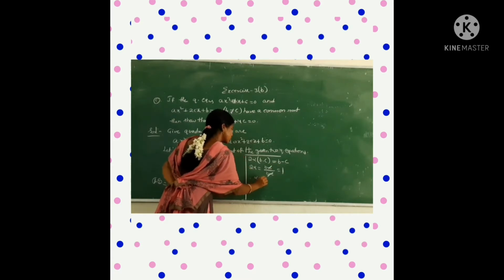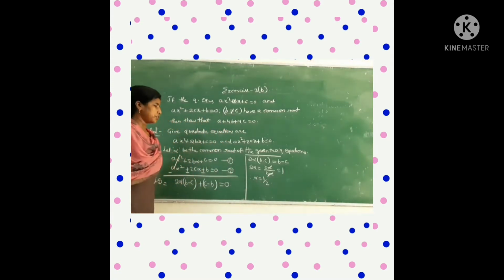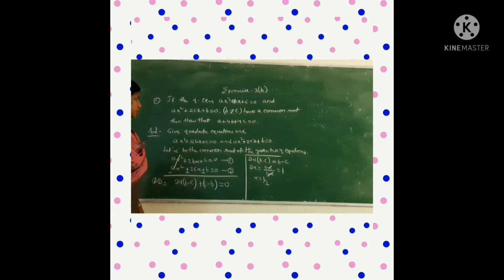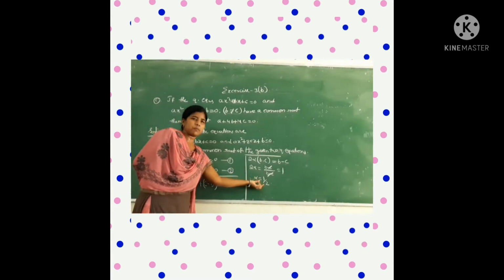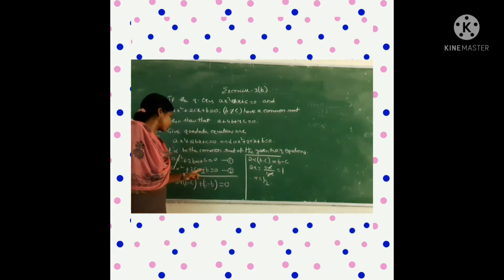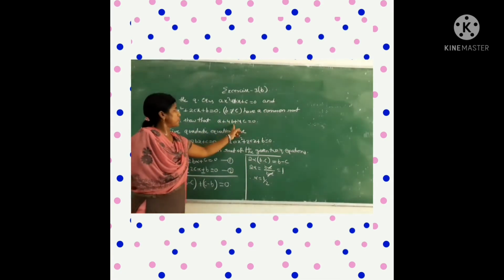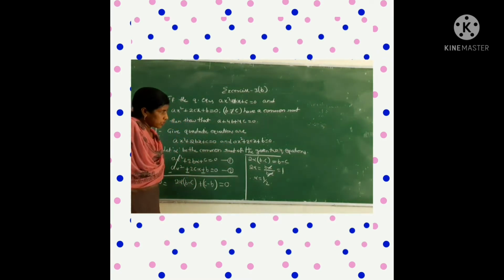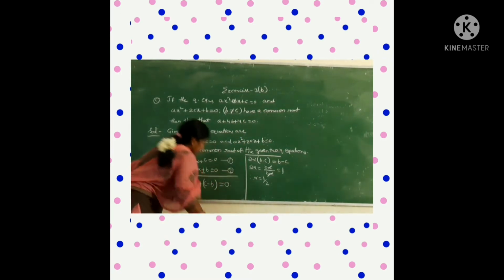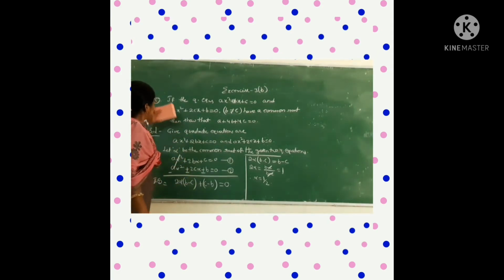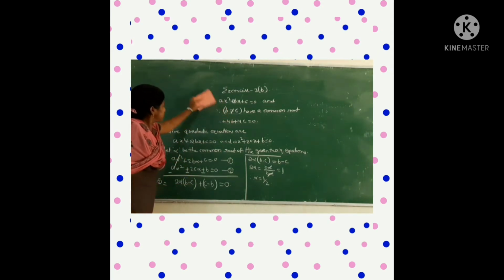Therefore alpha is equal to 1 by 2. This is the alpha value, the common root. Substitute this alpha value in equation 1 or equation 2. Then we get a plus 4b plus 4c is equal to 0. Okay, now see that.